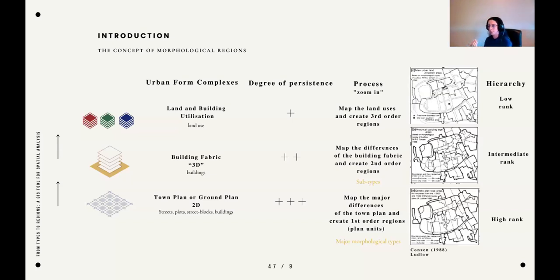Let's take, for example, the urban form complexes, a way of creating layers of analysis of the city. We start with the town plan. Secondly, we have the building fabric, and land and building utilization. These urban form complexes are directly related to the degree of persistence of their elements. So this hierarchy of elements and persistence is also reflected in the regions, where the foundational layer, layer 1, has the most persistent elements of the town plan, followed by the buildings, and lastly, the land utilization. These are the most important premises, we could call them, that we are borrowing and learning from in order to improve quantitative classification.